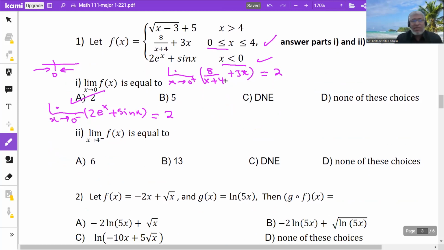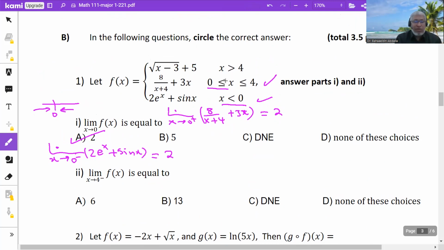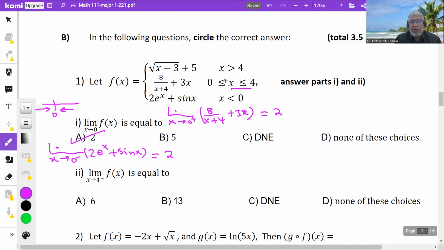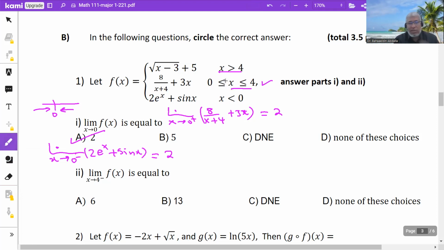The limit when x approaches 4 from the left. Okay. Does the definition change at 4? Yeah, this is 4 here. Less than 4, there is a definition. Greater than 4, there is another definition. So which one? We are approaching 4 from where? From the left, so we need numbers less than 4. So we deal with this definition.